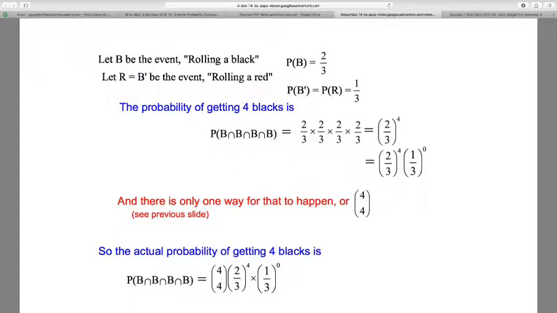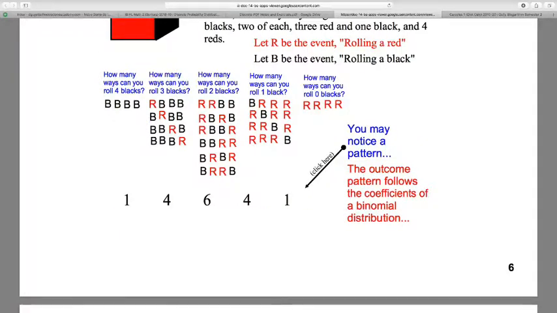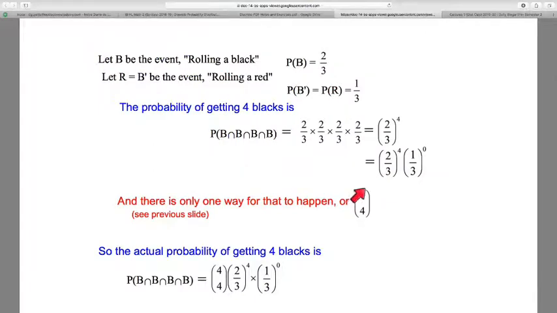Remember on the previous slide, we saw that there's only one way to roll 4 blacks. And so we're going to call that 4 choose 4. And if you put it all together, the actual probability of getting 4 blacks in a row is going to be 4 choose 4 times 2/3 happening 4 times, and a 1/3 probability never happening.